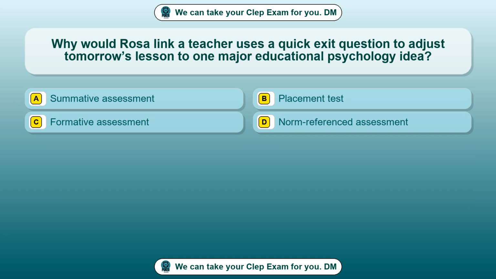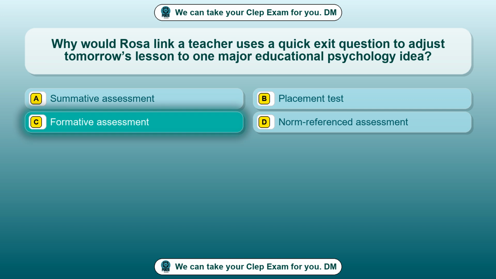Question 52. Why would Rosa link a teacher using a quick exit question to adjust tomorrow's lesson to one major educational psychology idea? Option A, summative assessment. Option B, placement test. Option C, formative assessment. Option D, norm-referenced assessment. The correct answer is option C.